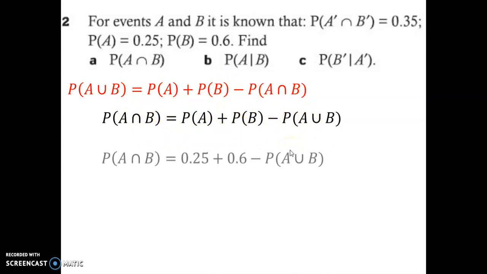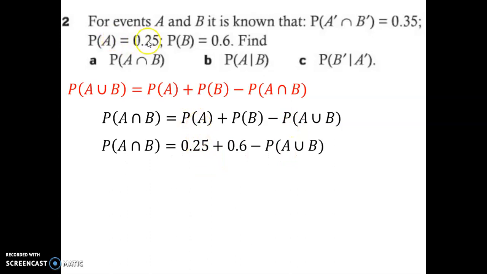Let's see what we know. Well, we know probability of A, which is here. We know probability of B, which is here. We know those two numbers, but we don't know this. So we cannot solve the intersection, which is what we need, until we know this. So let's think of this one in a different way.